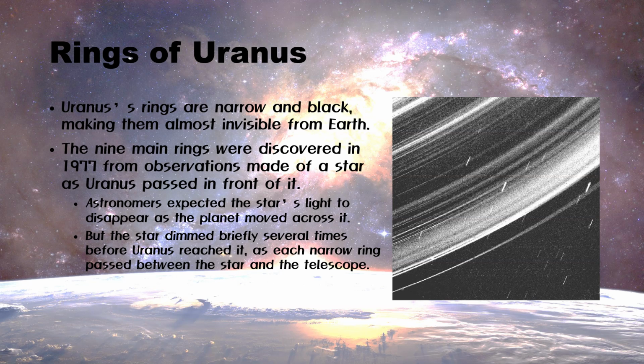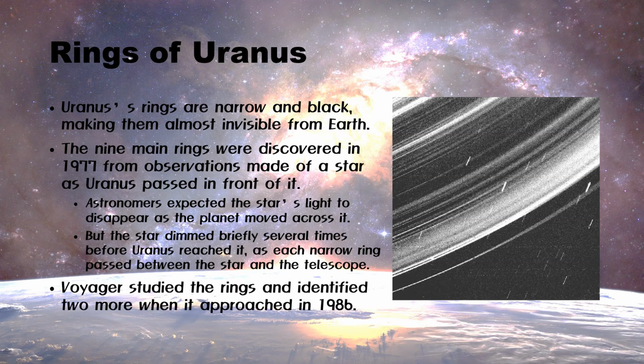Astronomers expected the star's light to disappear as the planet moved across it, but the star actually dimmed briefly several times before Uranus reached it, as each narrow ring passed between the star and the telescope. Voyager then studied the rings and identified 2 more when it approached in 1986.